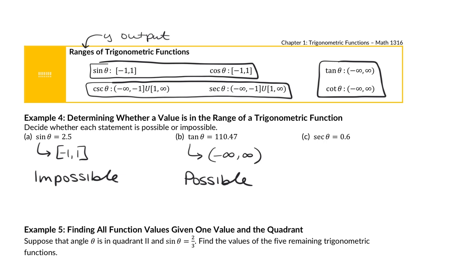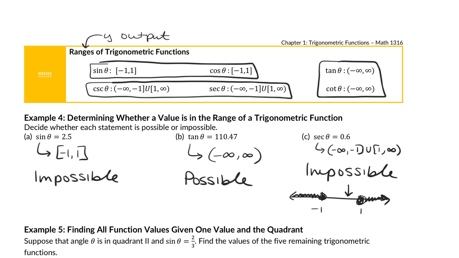Can secant be equal to 0.6? Let's think about the number 0.6. If we were looking at a number line, the range of secant is everything on the outsides of -1 and 1. So it's like here and here. Where is the number 0.6? In the middle-ish. So is 0.6 inside the range of secant? No, because the range of secant is from negative infinity to -1, and then from 1 to infinity. The number 0.6 is not in that range, so this one is also impossible.